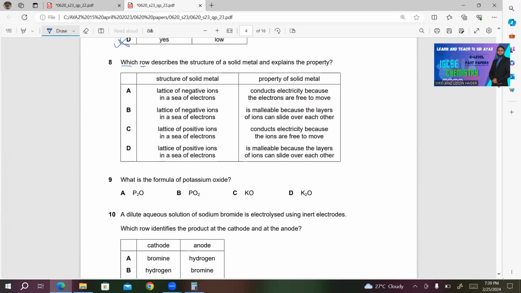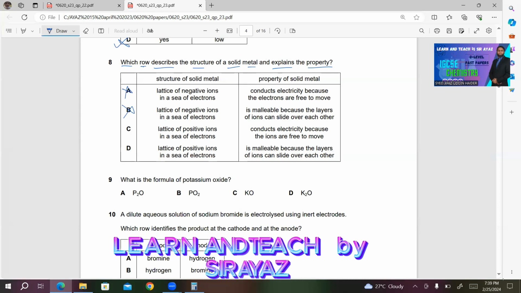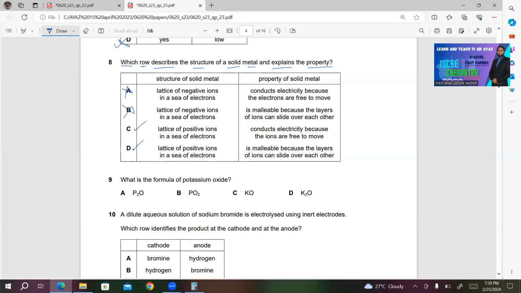Which row describes the structure of a solid metal and explains the property? Structure of solid metal, and then we have property of solid metal. Now, structure of solid metal. In choice A, they are saying lattice of negative ions in a sea of electrons. Now, we are having lattice of positive ions in a sea of electrons. So, reading all the statements for structure of solid metal, obviously both A and B are incorrect. Either C is correct or D is correct.